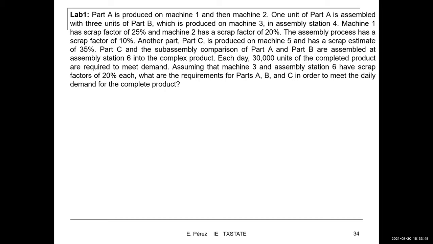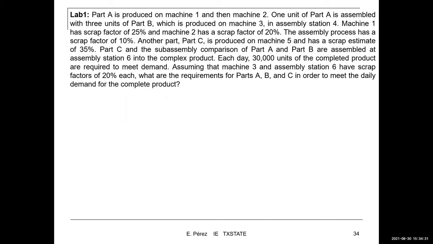Okay, so the problem says the following, and let me help you set up at least the sequence of machines. You have three different parts. In the problem that we discussed on Wednesday, we had only one part type. In this one, we're going to have three: part type A, part type B, and part type C. And what the question is asking is how many of each part type you need to get the output that is required for this process.